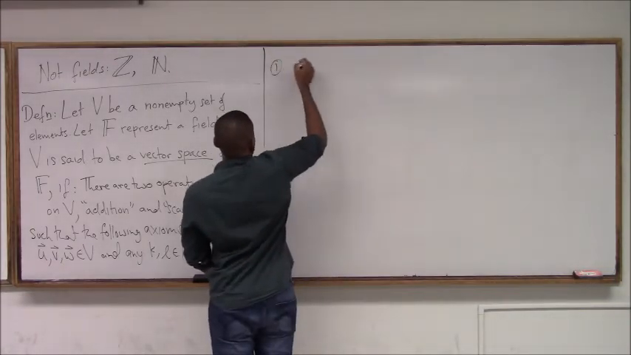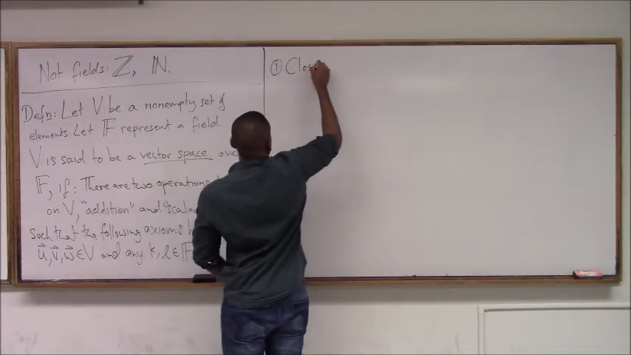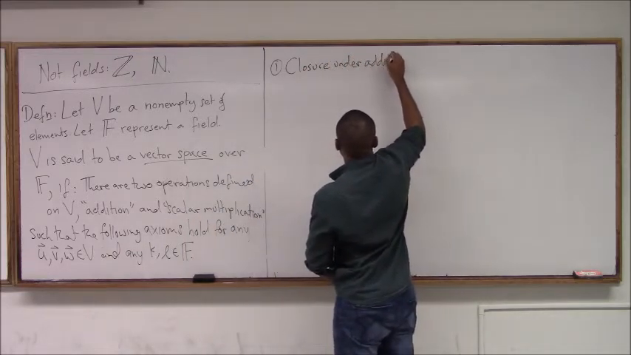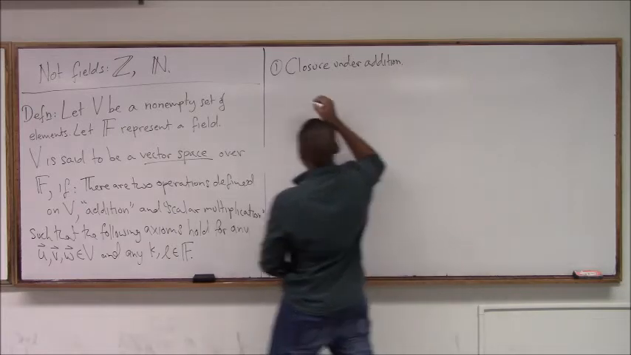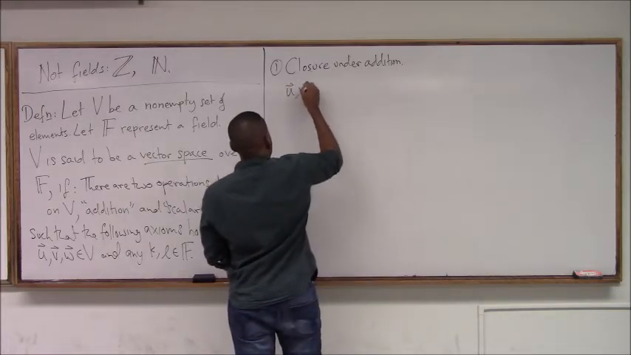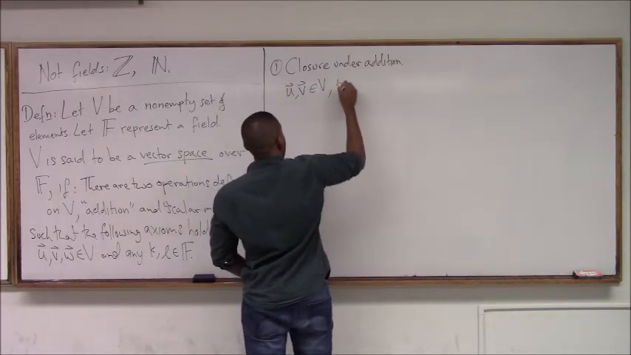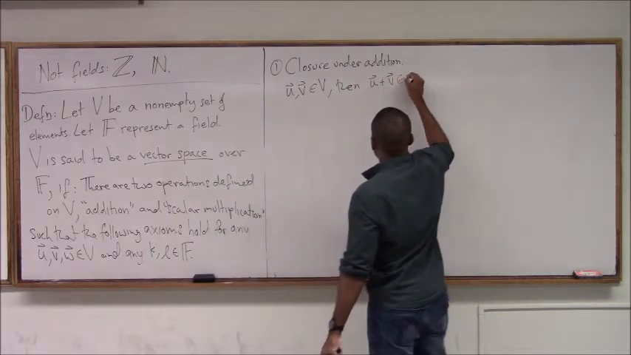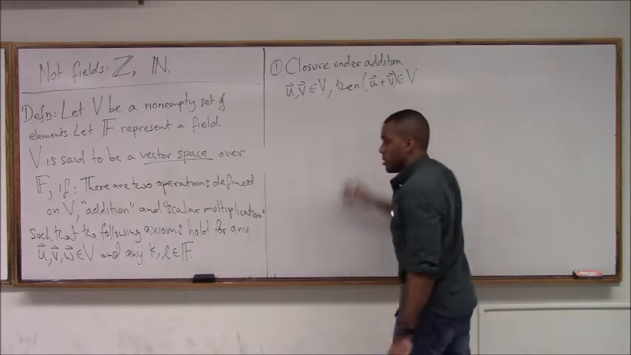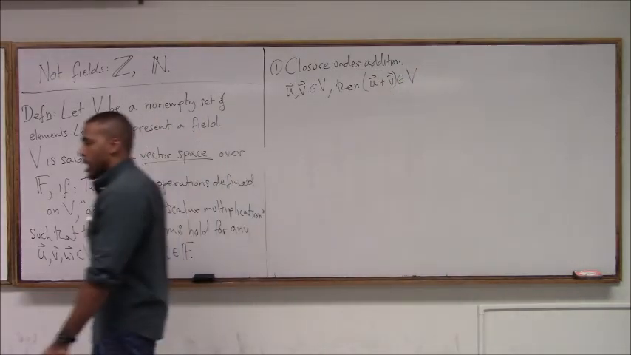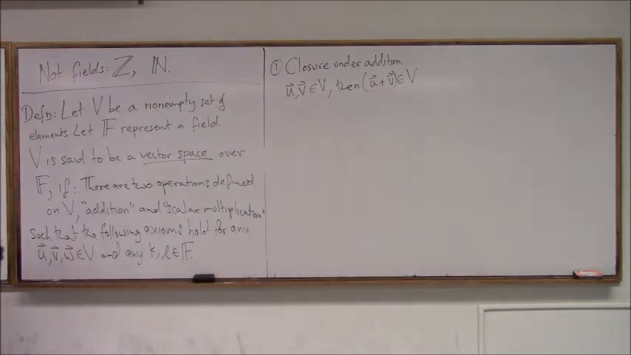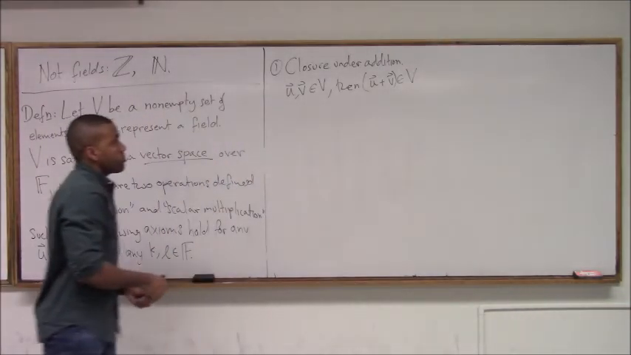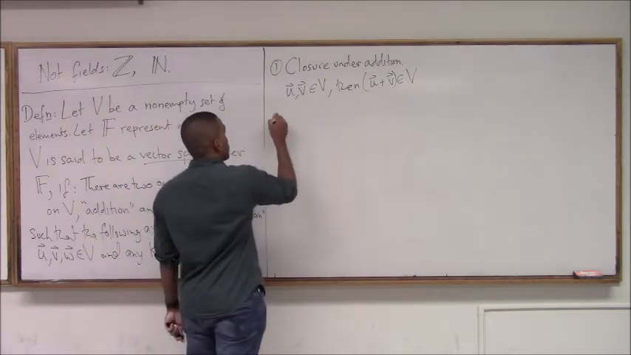One, it's closed under addition. Meaning, if u and v are elements of V, then u plus v is an element of V. So if I add two elements in the set, I get another element in the set. That's called closure under addition.